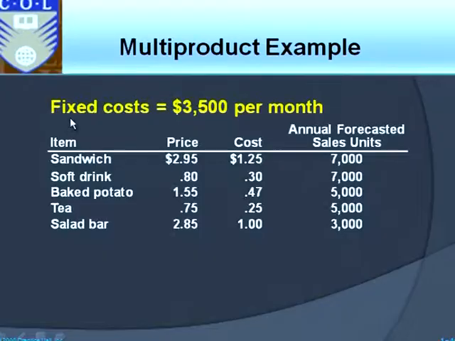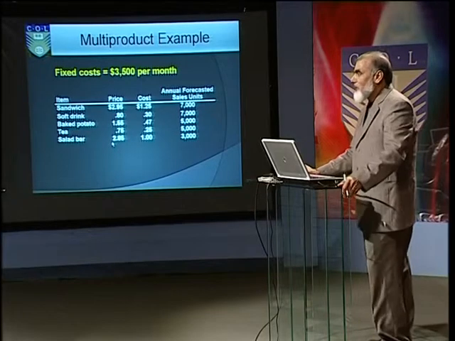For example, we have, let's say, a fixed cost of 3,500 per month. Coming to the bakery example again, our product one is sandwiches, price is this much, cost is this much, annual forecast of sale is this much. Then soft drinks, price, cost, annual sales, baked potato, tea, salad bar, and so on. I'm sorry, I can't do the mathematical calculation for the pipeline example you mentioned, but this is a fairly simple example to really make the point.